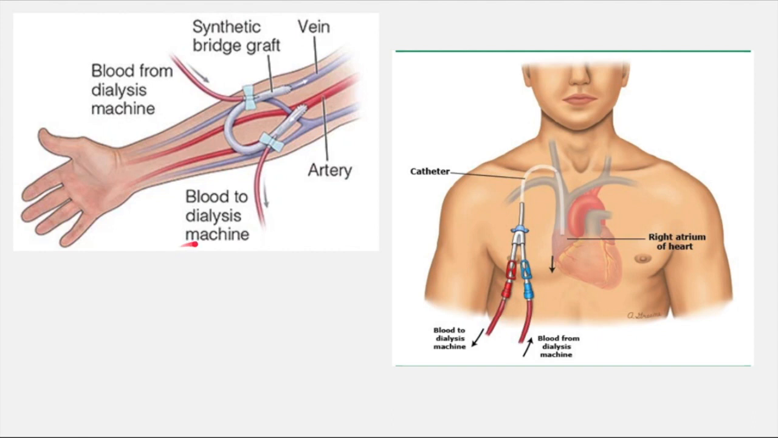Next is then the AV graft. The AV graft is a man-made tube to connect an artery to the vein. The AV graft is utilized when the AV fistula is not possible. So as you can see, there is a synthetic tube that connects the artery to the vein, and these two are the lines for the hemodialysis.